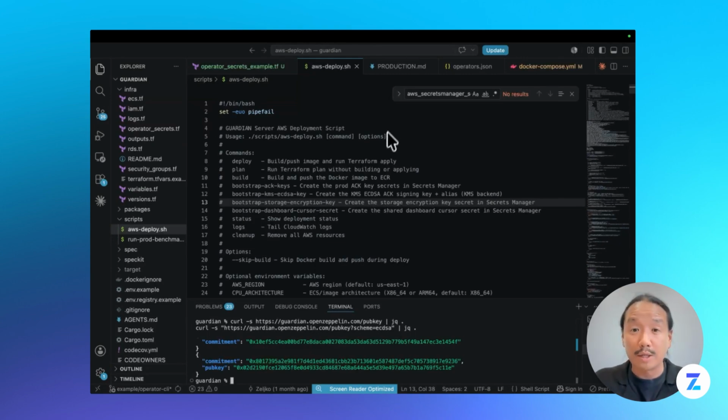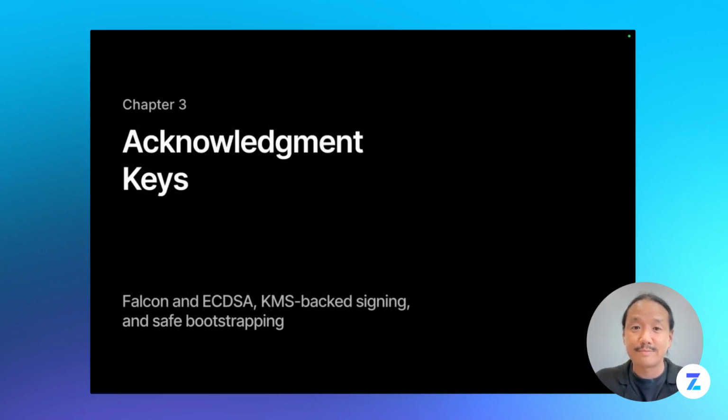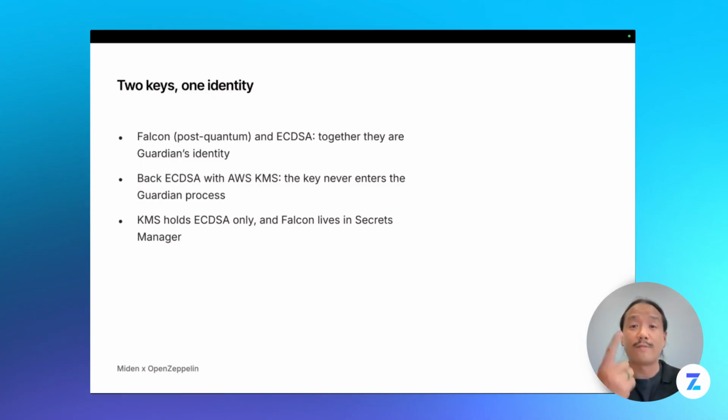Okay, so now let's talk about acknowledgement keys. There are 2, a Falcon key and an ECDSA key. Falcon is the post-quantum scheme Miden uses natively. ECDSA is supported alongside it. The most secure setup for the ECDSA key is to back it with AWS KMS. With KMS, the private key is generated inside KMS and never enters the Guardian process. Guardian signs by calling out to the service. That means, even in a security incident, an attacker can't extract the raw private key.